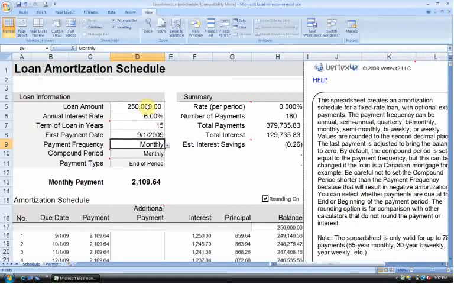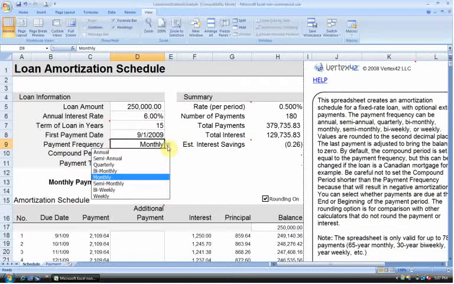Next up, we have the payment frequency. The payment frequency represents how often we are making payments. As you can see in this drop-down menu, payments can be made as infrequently as annually or as frequently as weekly. Most mortgages in the United States are paid on a monthly basis, and that's what we're going to assume here as well.